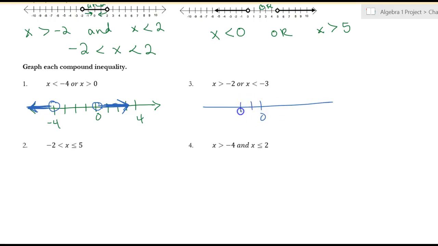We don't need to have all of them, but we'll do this. So x is greater than -2, so open circle to the right, or x is less than -3, open circle to the left.